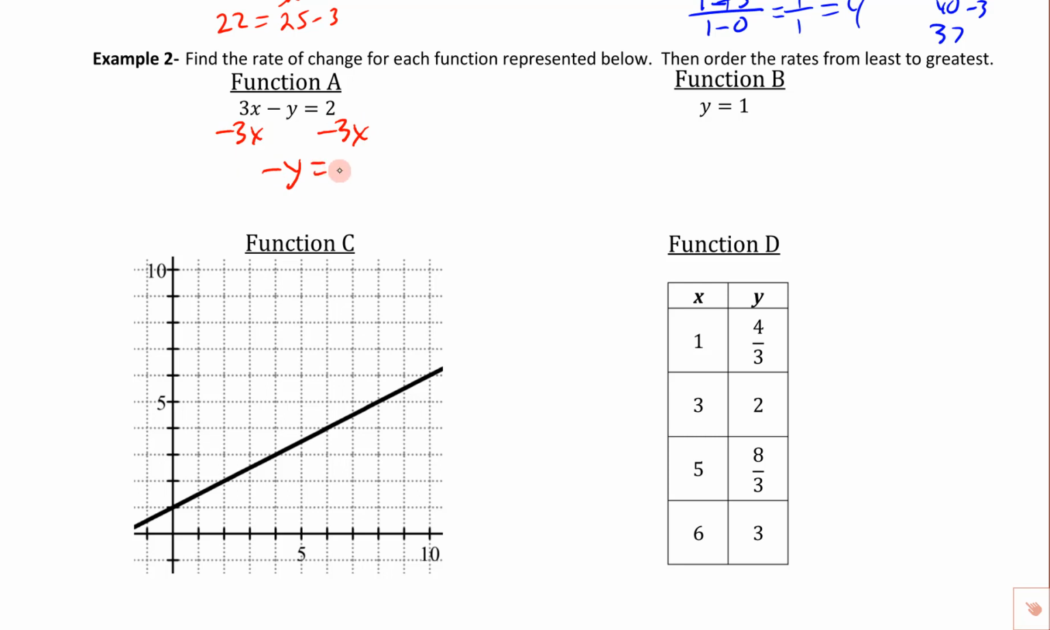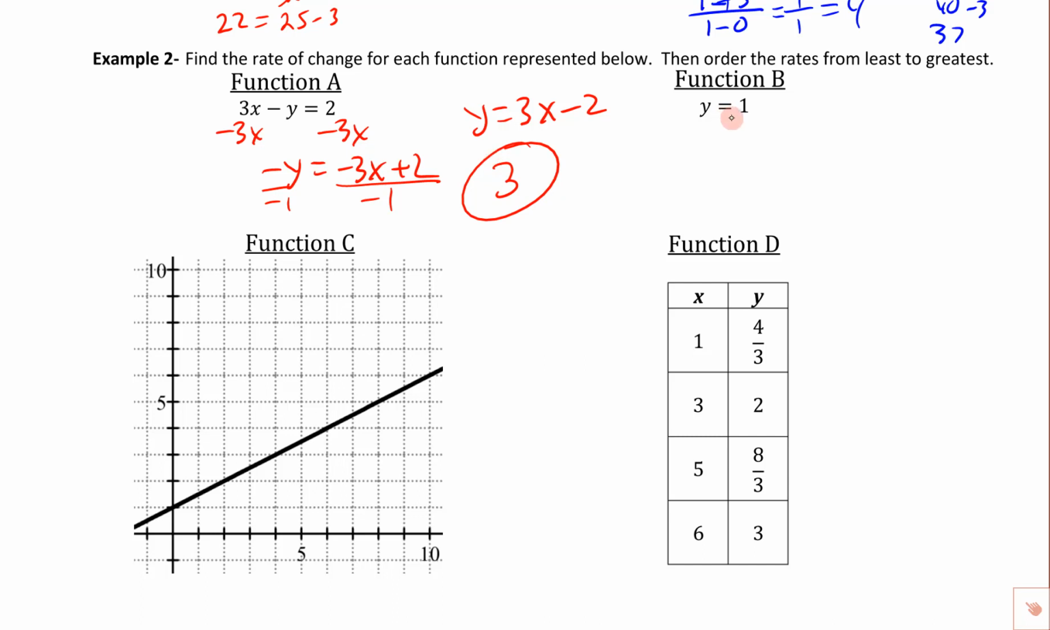So we get negative y equals negative 3x plus 2. And then again, we don't want this, so we're going to divide everything by a negative 1. So that's going to give us y equals 3x, and that's a negative, because we're going to divide each one by a negative 1, minus 2. So the rate of change on this one is 3, so I'm going to circle that.